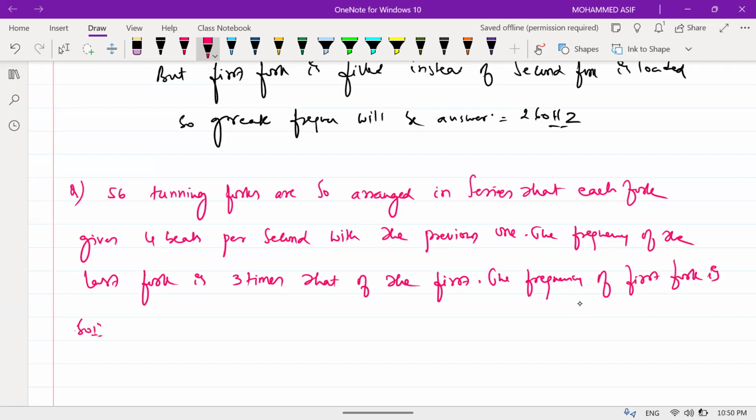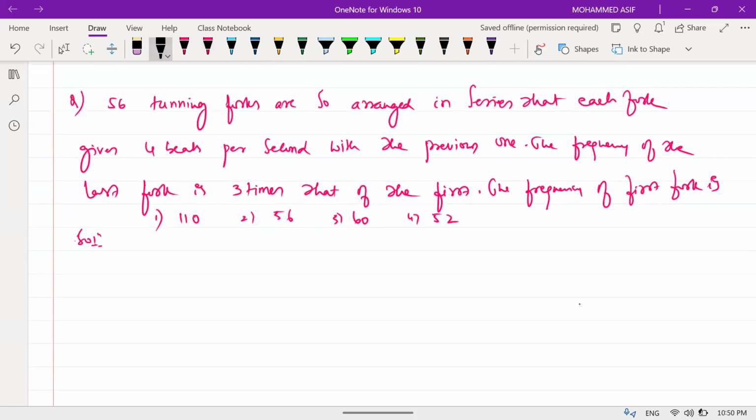You want to do it by trick, beta? You just need to apply the basics of this one. These are the options given: 110, 56, 60, and 52. Now first read the question. How many tuning forks are there, beta? 56 tuning forks are arranged in series. This is 1, this is 2, this is 3, like that 56. So each is giving how many beats right now?